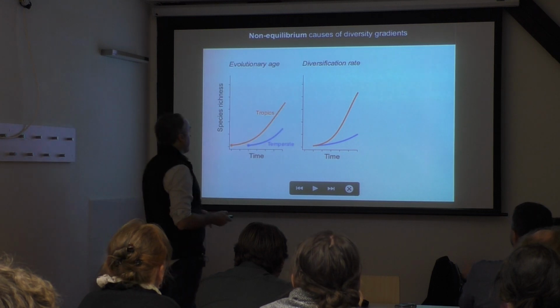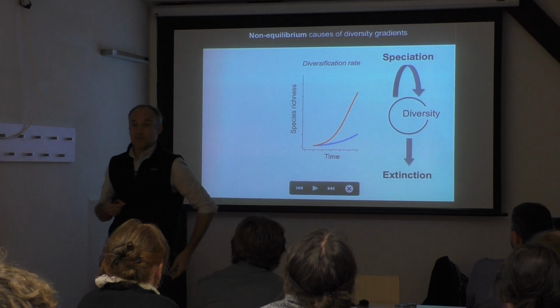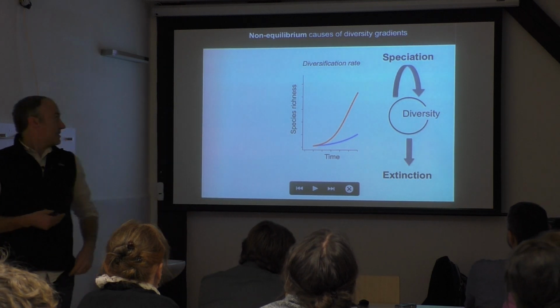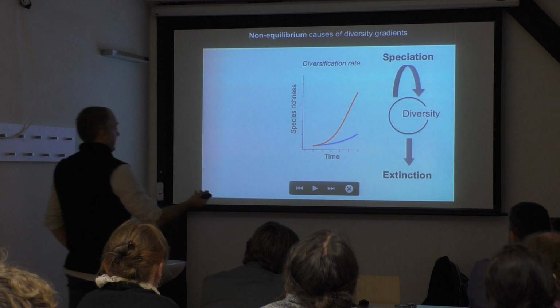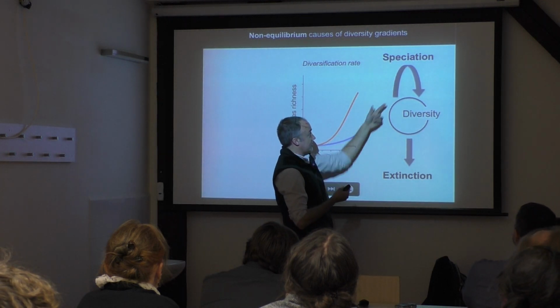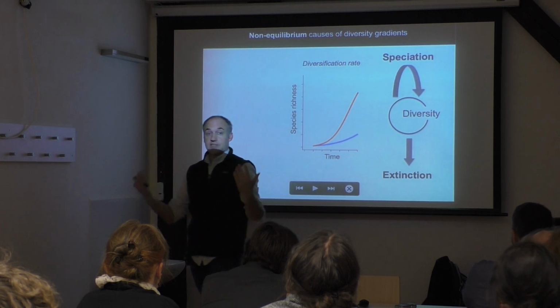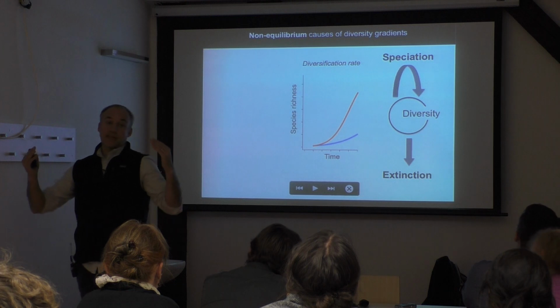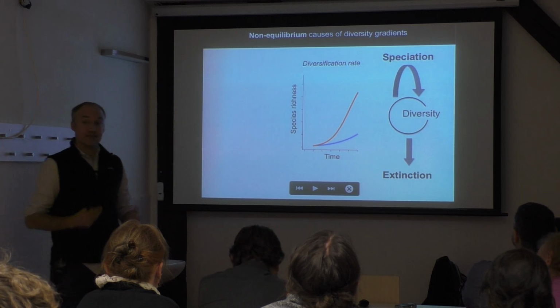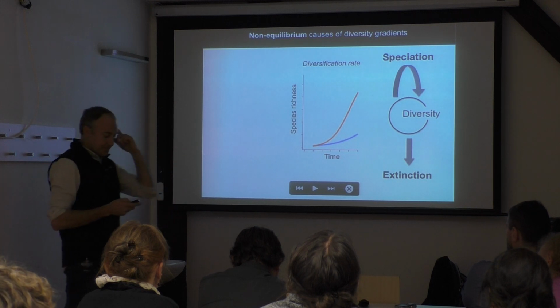Now, specifically, we're going to focus on this non-equilibrium hypothesis in particular, this idea of diversification rate. Differences in diversification rate are the outcome of the balance between speciation, which creates diversity, and extinction, which removes diversity. So you have the balance of these two processes. The difference between them, speciation minus extinction, is what we call the net diversification rate of an evolutionary process.